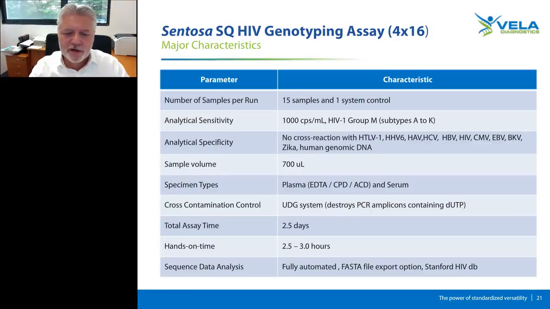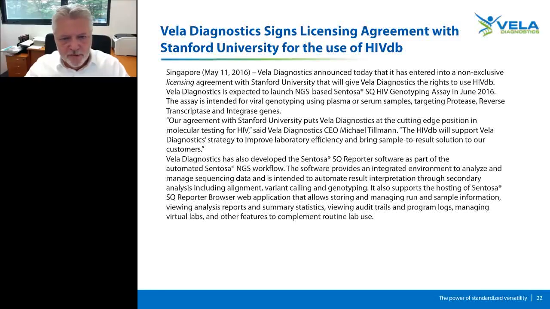And the same as for HCV, it is fully automated. We have an export option for a FASTA file. And in addition, and this is important, we have access to the Stanford HIV database for the detection of drug resistance mutations. Vela has taken, and this is my last slide, a license from Stanford University to get access to their HIV drug resistance database, which is the most important database currently worldwide.